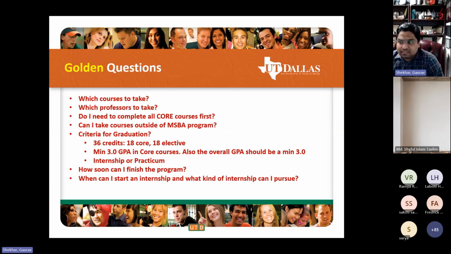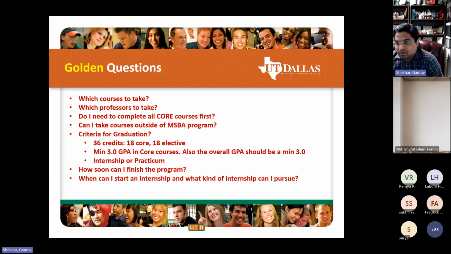When can I start an internship and what kind of internship can I pursue? So the first part is when can you start? Once you're done with 12 credits, you can start. But for international students, you will need to complete 2 long semesters before you start. So students who are coming in summer, for you, 2 long semesters will be fall 24 and spring 25. Summer will not count as a long semester.